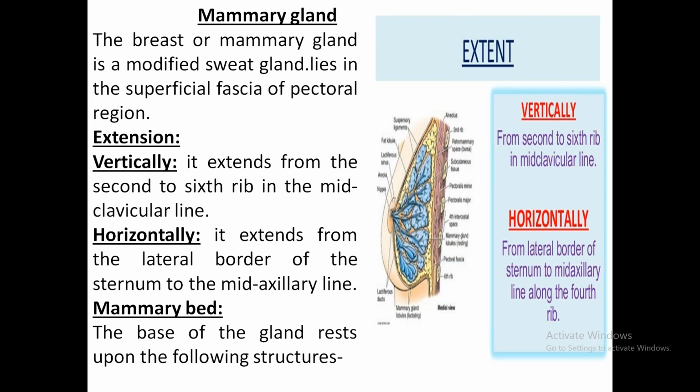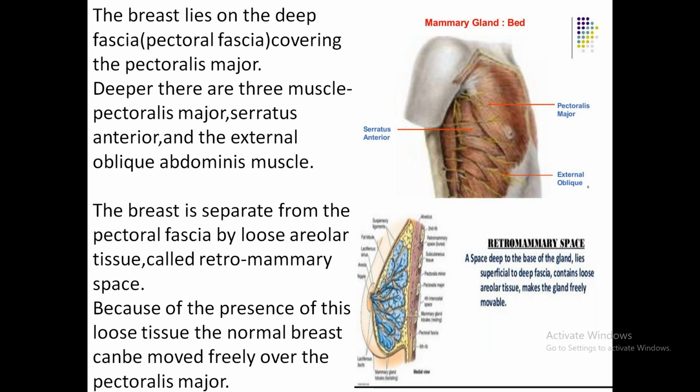Mammary bed. The base of the gland rests upon the following structures. The breast lies on the deep fascia, the pectoral fascia covering the pectoralis major. Deeper there are three muscles: pectoralis major, then external oblique abdominis and serratus anterior. The breast is separated from the pectoral fascia by loose areolar tissue called the retromammary space. Because of the presence of this loose tissue, the normal breast can move freely over the pectoralis major.